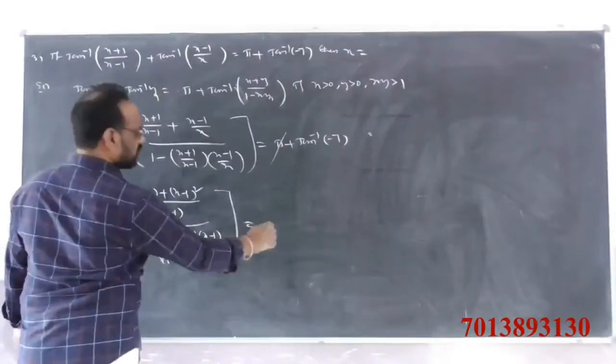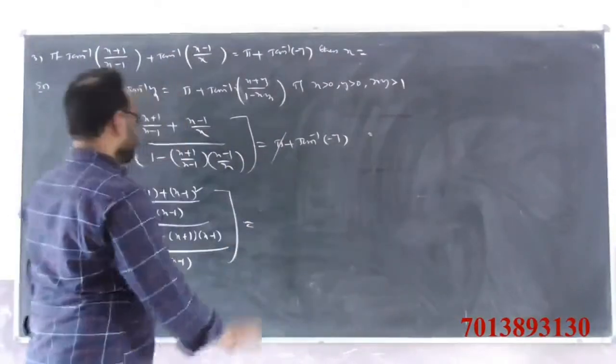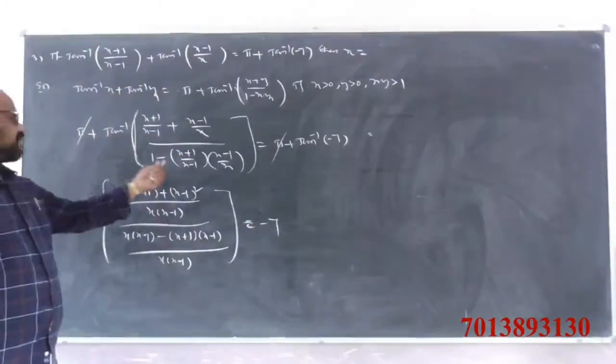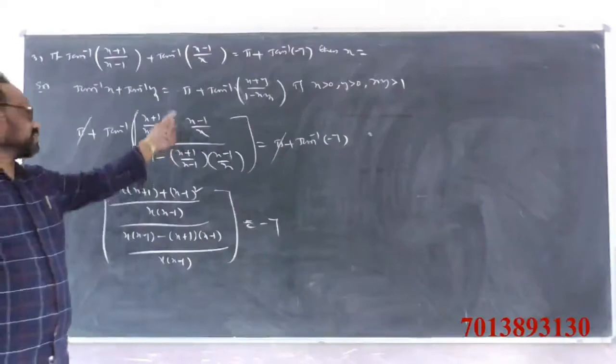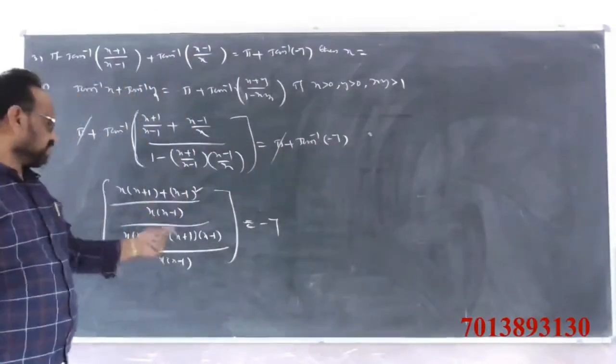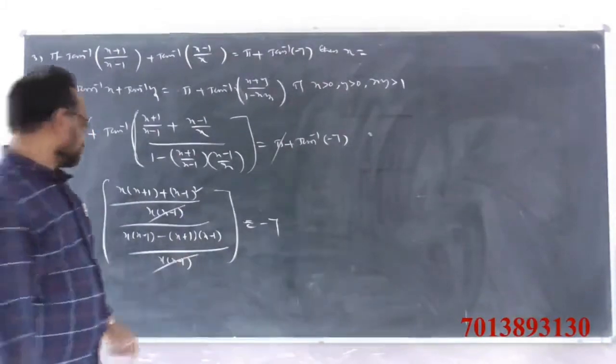Here tan inverse of x is equal to tan inverse of minus 7. If you compare LHS and RHS, we get minus 7. So tan inverse of x is equal to minus 7. LHS and RHS compared, clearly x into x minus 1 cancels.